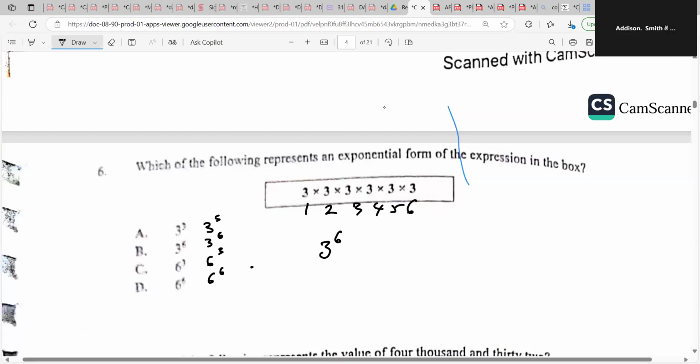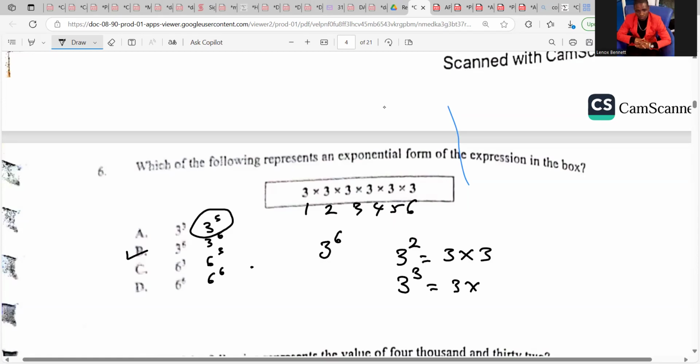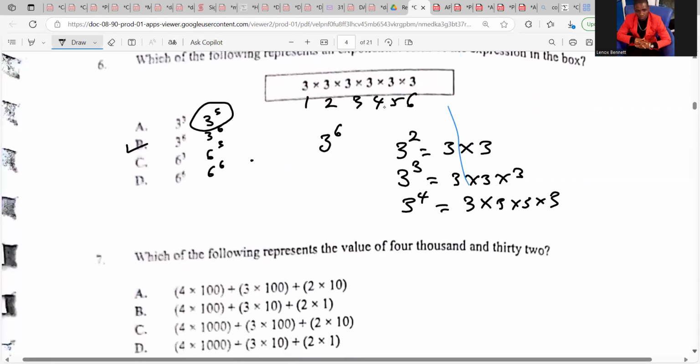Yes, sir. Agree. Don't be tempted to put 3 to the 5, right? It's how many times the number is multiplied by itself. So it's 6 times. So if it's 6 numbers, it's 6 times, right? And you can use this as a guide. If it's 3 to the third, it's 3 times 3 times 3. The exponent is how many times the number is multiplied by itself. We discussed that in regular class already, but just in case somebody might not have done it before.